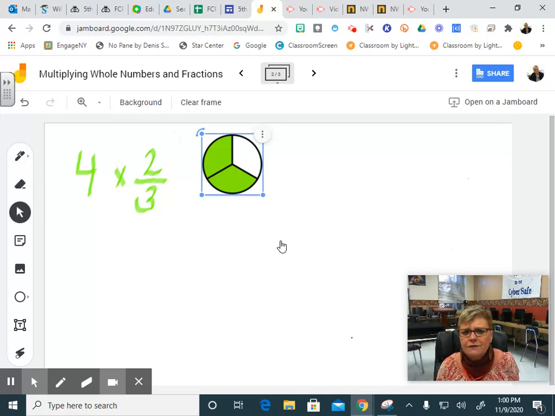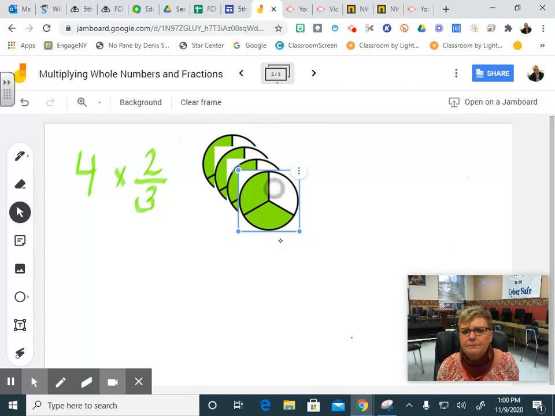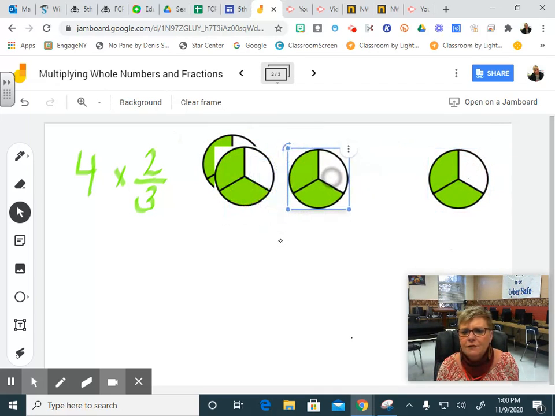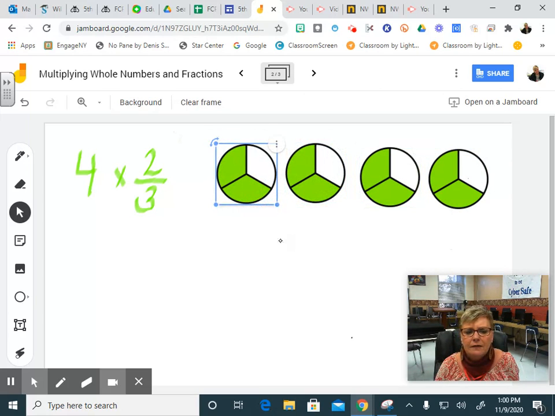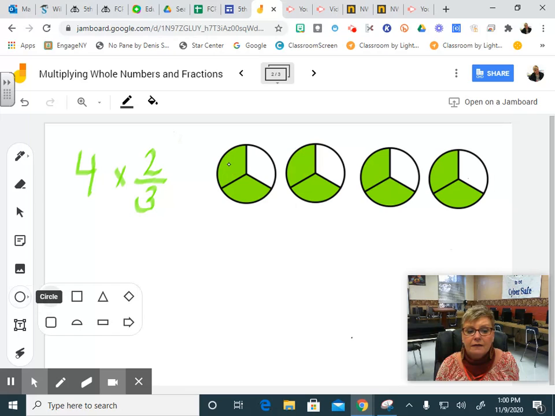So I've got 2/3 here. Let's just make 4 copies of it. Now I've got 4 copies of 2/3. That would be 1, 2, 3, 4, 5, 6, 7, 8/3. So if I've got 8/3, let me see if I can make some models down here.